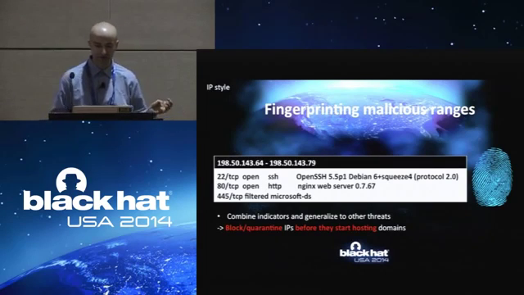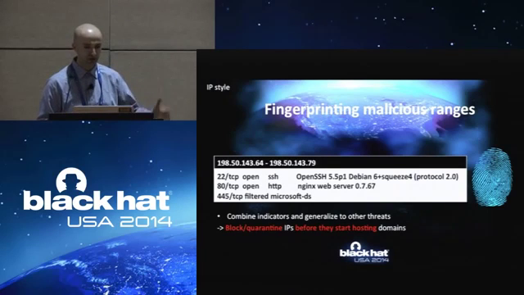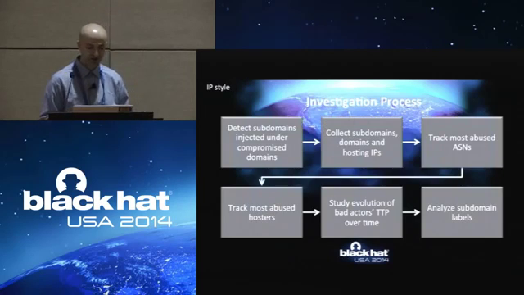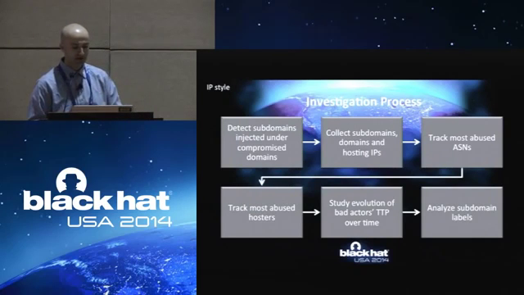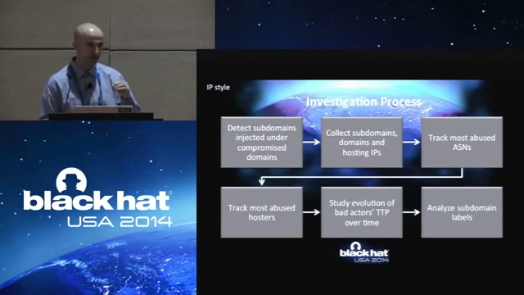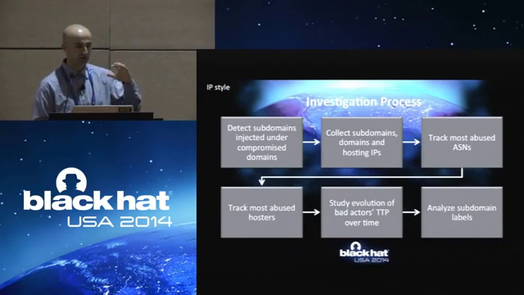Now, doing all of this, as we said earlier, we were able to monitor and watch how the bad actors evolve in their TTPs. So one growing trend we noticed was the injection of malicious subdomains under compromised domains. The investigation process was like this. We detected these domains injected under compromised domains, and then we collected the subdomains, the domains, and the IPs. And then over time, we were able to have a list of the top abused ASNs. But again, the ASN is quite coarse in granularity.